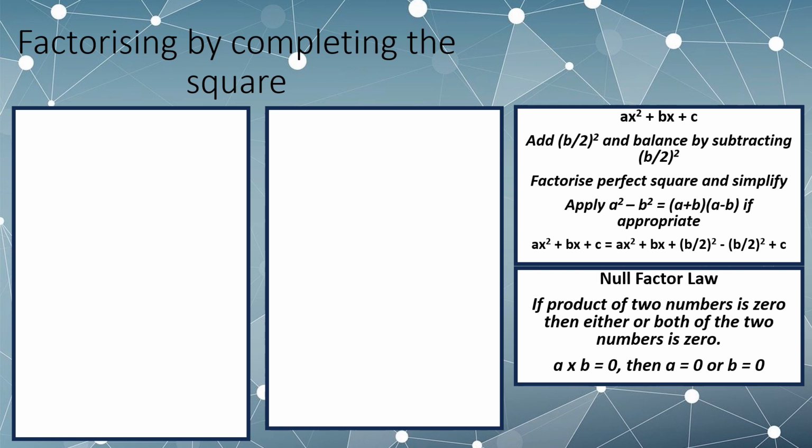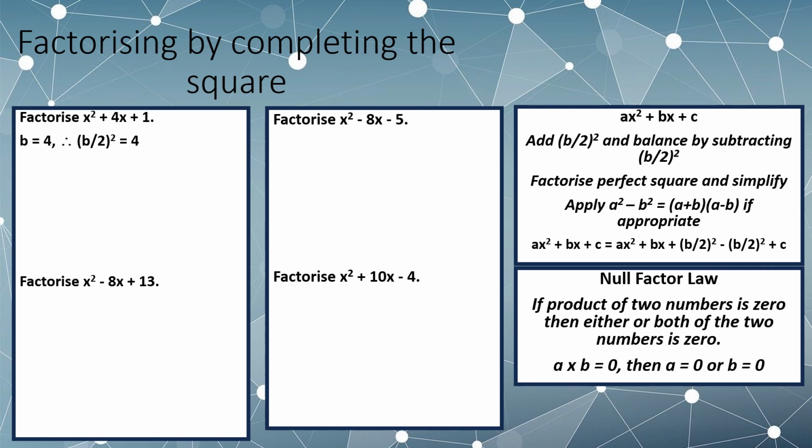Now that sounds like a lot going on, so let's look at it again with some actual numerical examples. So in our first example, we've been asked to factorize x squared plus 4x plus 1. So given that we're going to be completing the square here, we know that b is equal to 4. Therefore, (b over 2) squared is going to be equal to 4, because 4 divided by 2 is 2, and 2 squared is equal to 4.